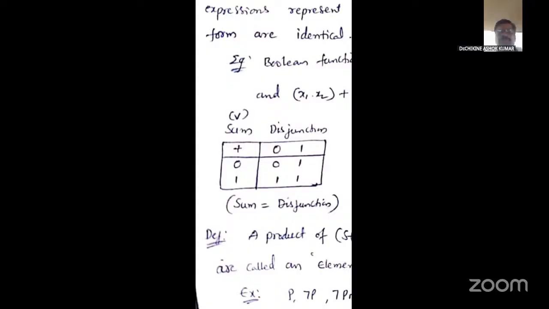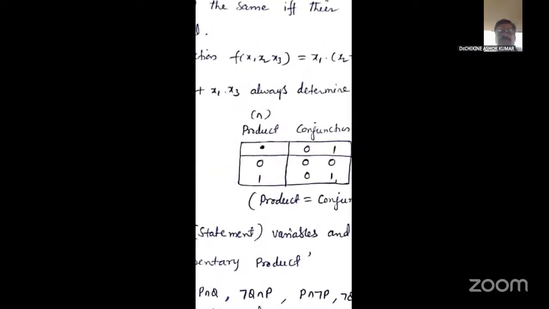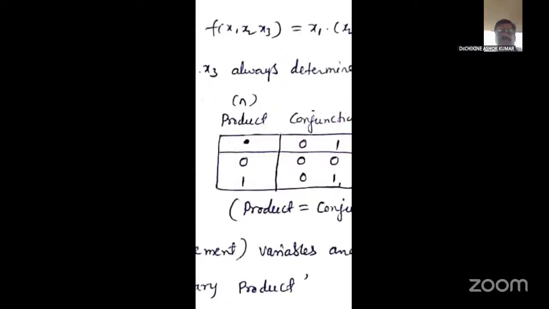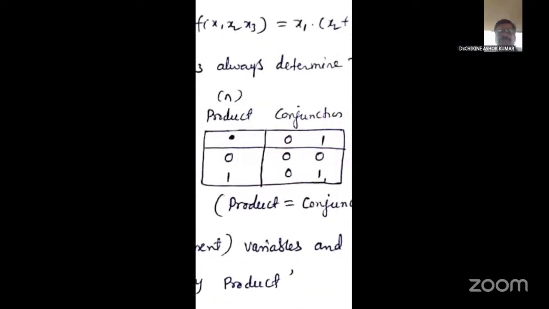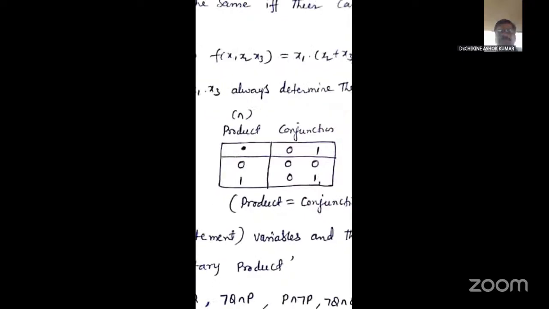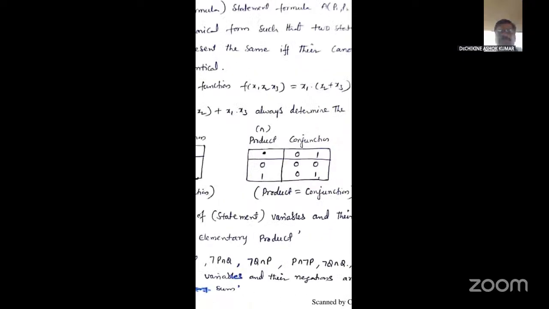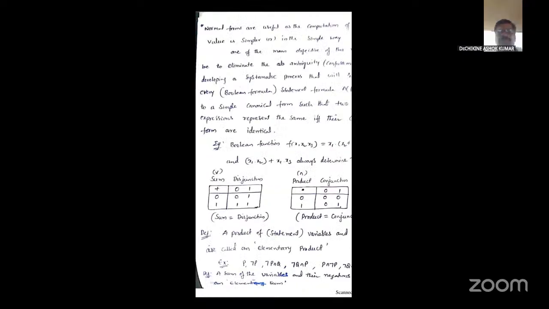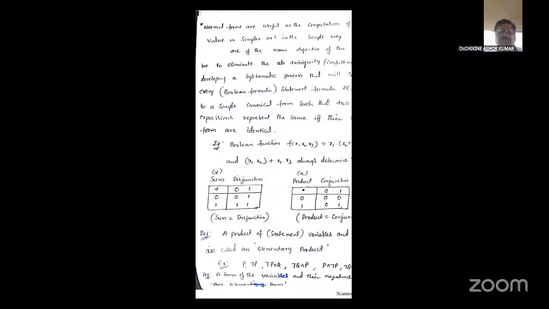Next, if you take product, conjunction, 0 into 0 is 0, 0 into 1 is 0, 1 into 0 is 0, and 1 into 1, the result will be 1. So based on these properties, we can discuss the DNF, disjunctive normal forms. So here, first coming to the definition.